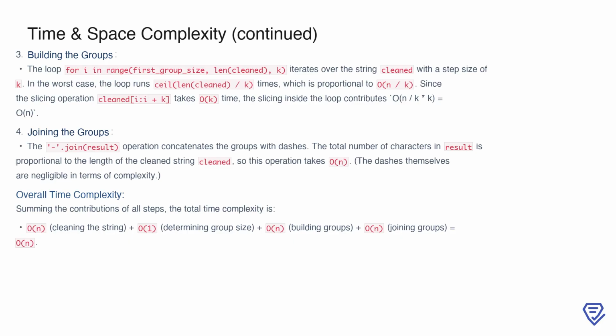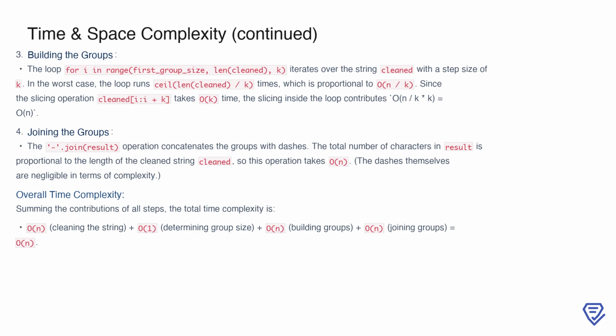After the groups are built, they are joined together with dashes using the dash.join(result) operation. The total number of characters in the result, including the clean string and the inserted dashes, is proportional to the length of the clean string, so this operation also runs in O(n).